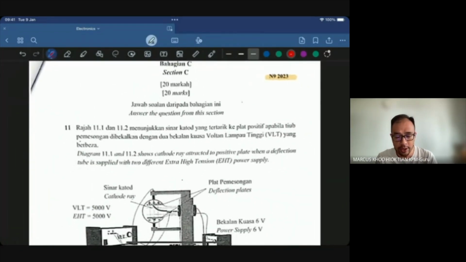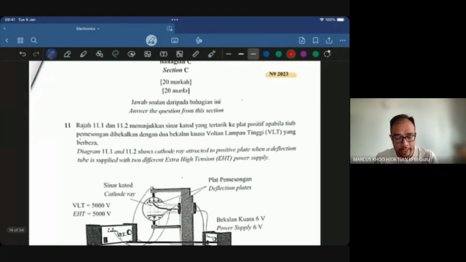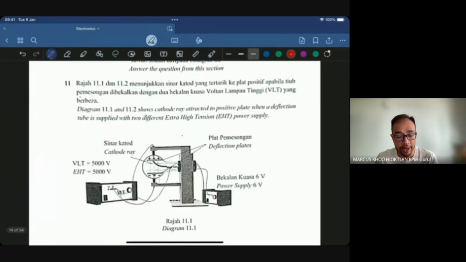Okay, our next essay question is from Negeri Sembilan. There are a lot of essay questions, which is why we need to rush this. 11.1 and 11.2 show a cathode ray attracted to the positive plate in a deflection tube. So we're back to the cathode ray again, which is thermionic emission and then transistor. Just remember, question 11 is the no choice question. You have to answer the question, but there's a comparison involved, and there's also the design question.